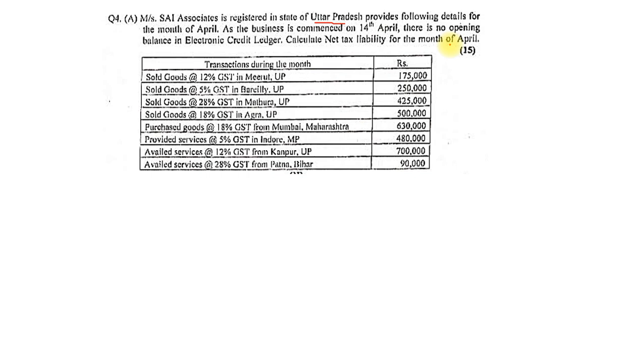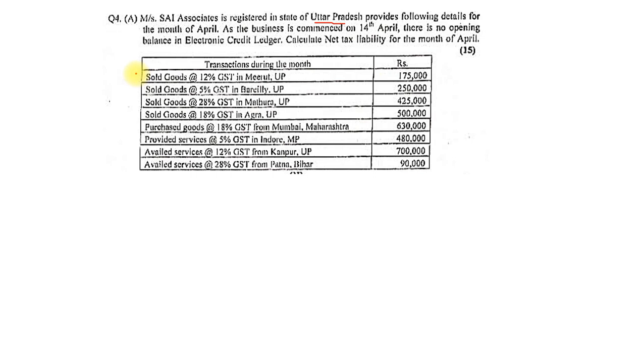First, we will always find the value of supply, that is tax on supply. Then we find ITC, that is tax on purchase. Then we subtract them to find the net liability or excess credit. If there is any excess credit, meaning excess tax which is paid, you can use it to set off the others. In the question, they're asking you to calculate the net tax liability for the month of April, and then they're giving you the transactions.